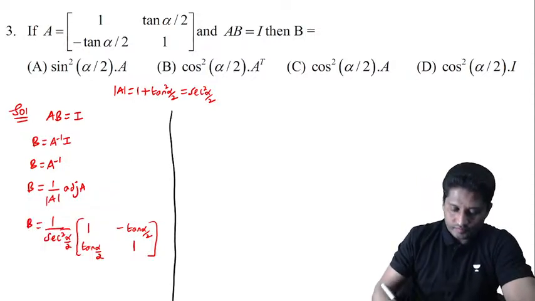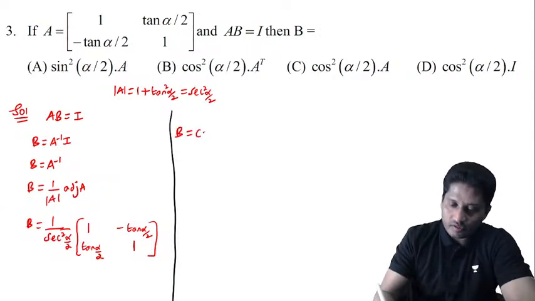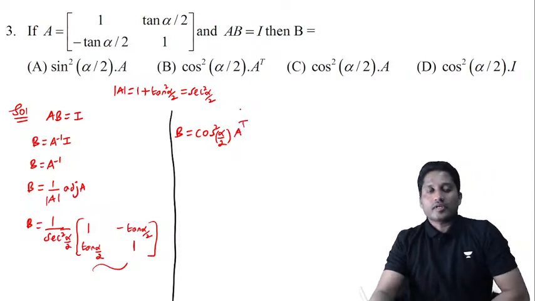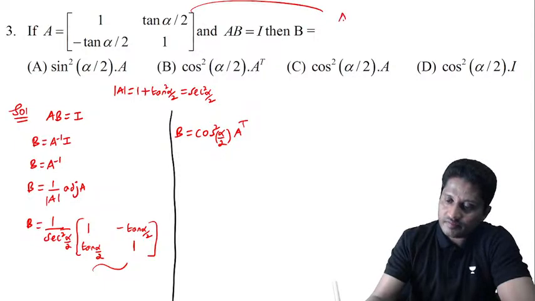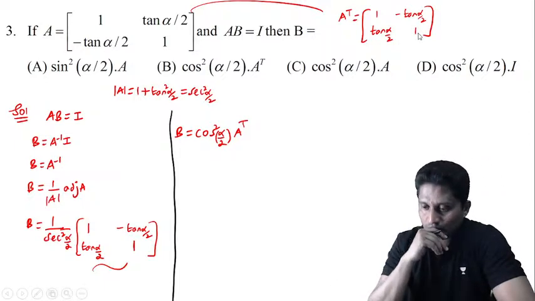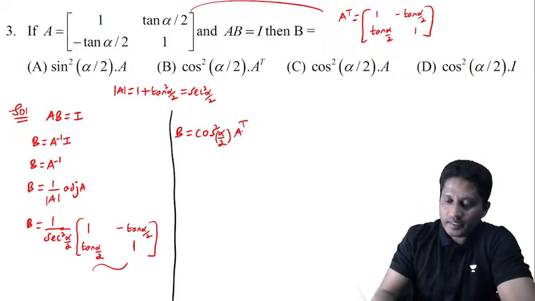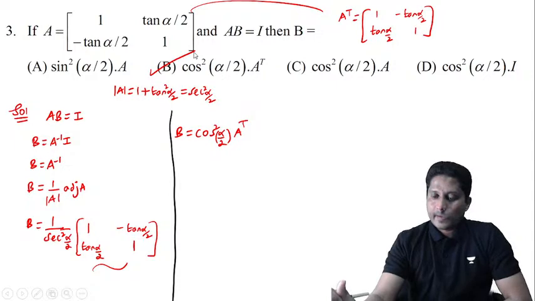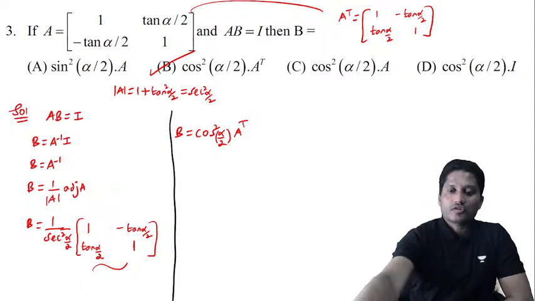Okay, now B is equal to 1 by cos, since 1 by sec is cos, right? So this is cos square x by 2. And then this is same as A transpose, right? A transpose is what? First row will become first column, and second row becomes the second column. This is A transpose. So B is equal to cos square x by 2 into A transpose. Answer is option B. That's right, answer is option B only.